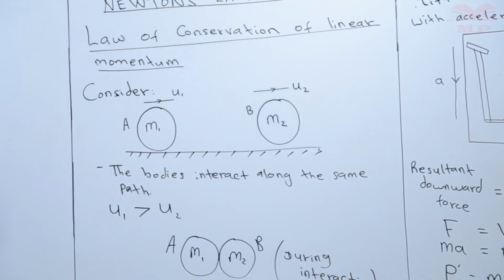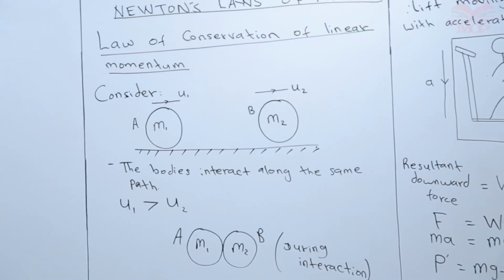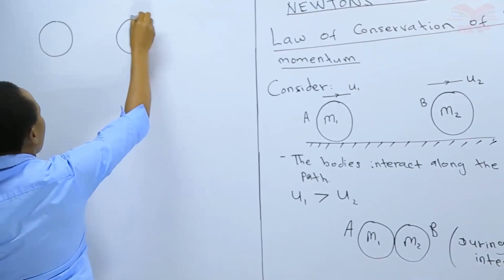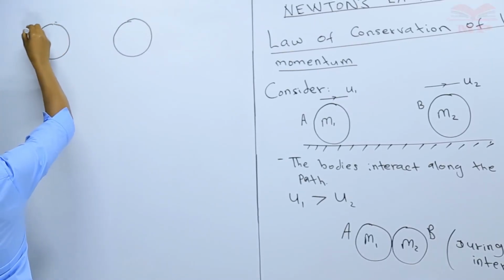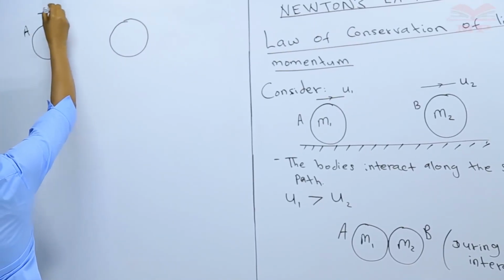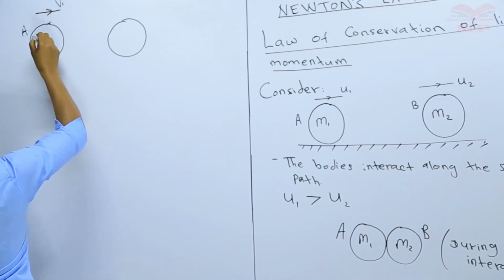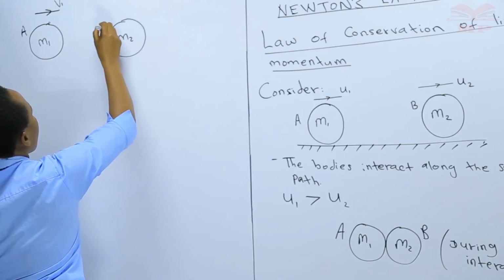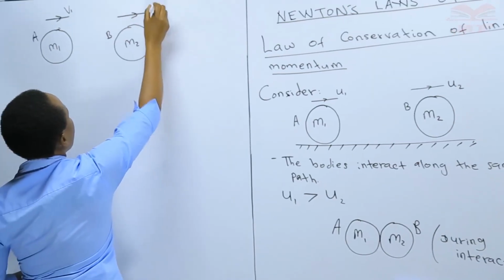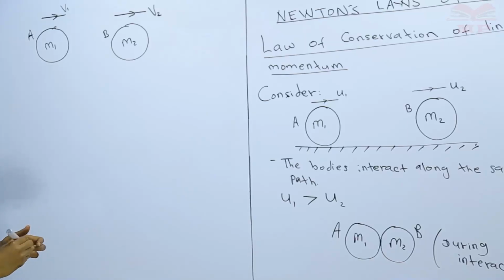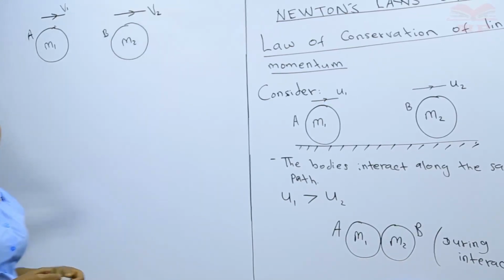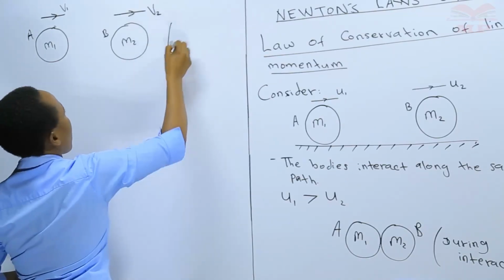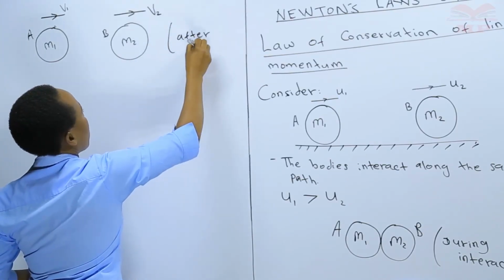Then after they have interacted, we'll have them this way. After they interact, we'll have now body A moving with a velocity v1. The mass is still the same, m1. Then we have body B moving now at a velocity v2. We had u2, now it is moving at a final velocity v2. That is after collision. This is now after collision.